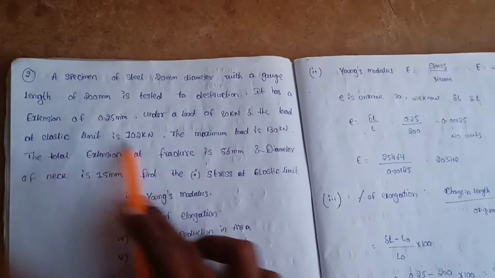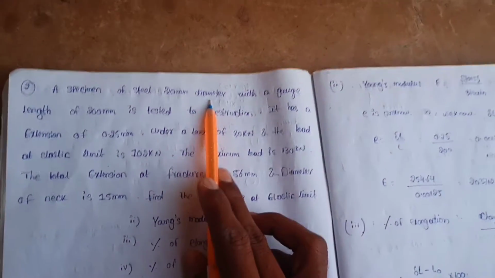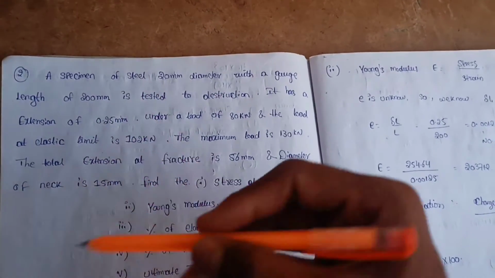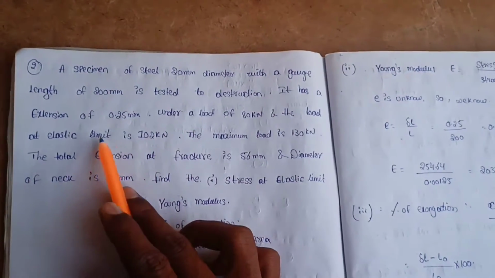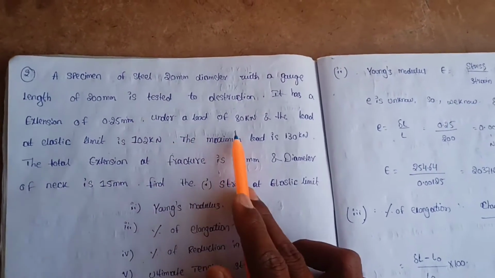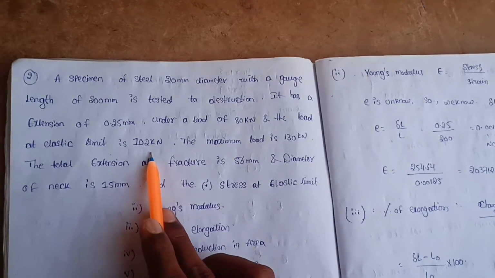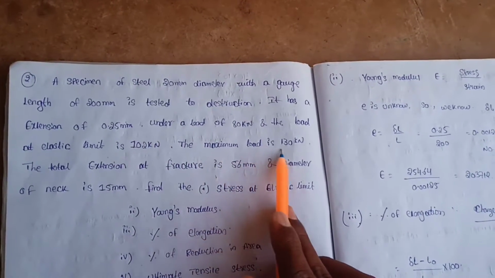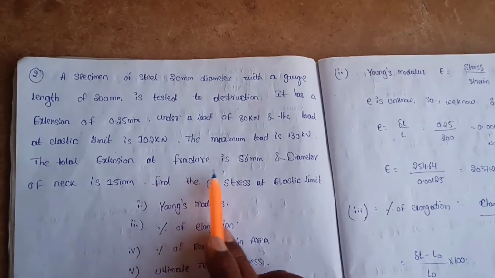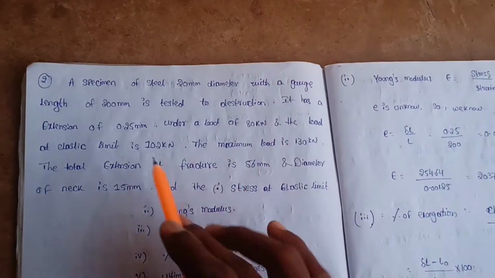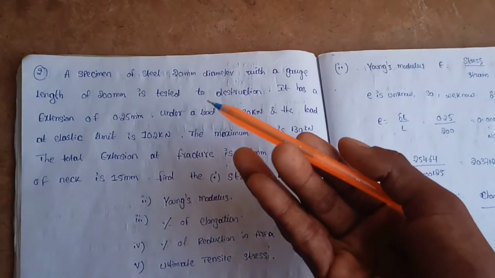So here we studied the question. In this, they have given a diameter and a length, and after the load is applied the extension is taken. They have given that extension dimension also, and the load of 80 kilonewtons, and the elastic limit load. The maximum load is also given in the question. And the total extension at fracture is 56 mm, and the diameter of the neck is 15 mm.